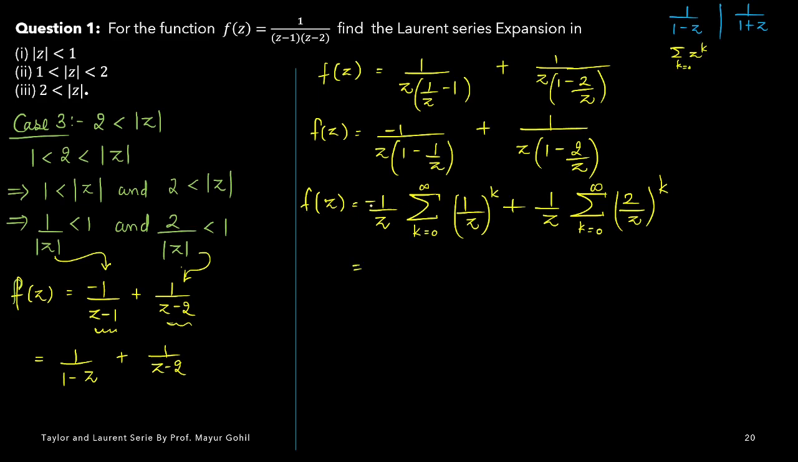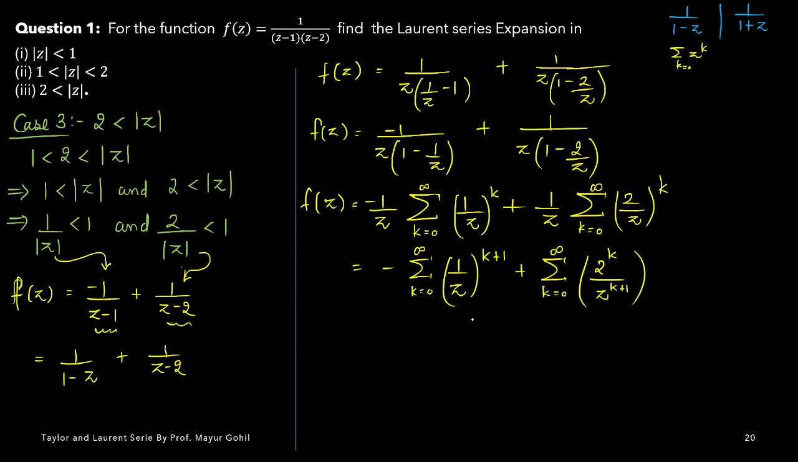Start simplifying the terms. I can put this minus outside, I can keep it here, and I can take z inside. I'll get z whole raised to k plus 1 over here, k going from 0 to infinity, and here what do I get? Summation 2 raised to k over z to the power k plus 1, k going from 0 to infinity.